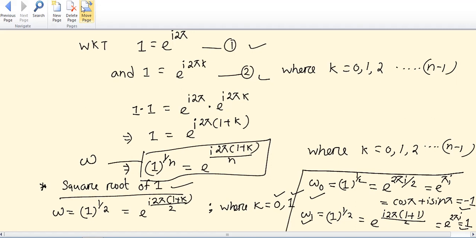Similarly, we can find the third root of 1, and that is the homework for you. Find the third roots of 1.